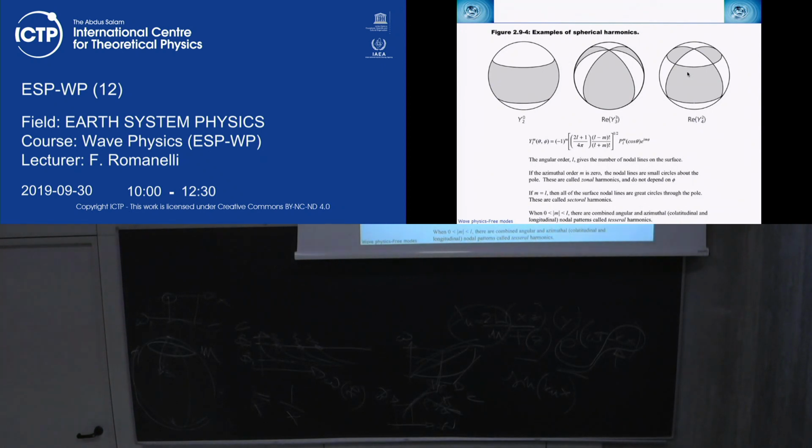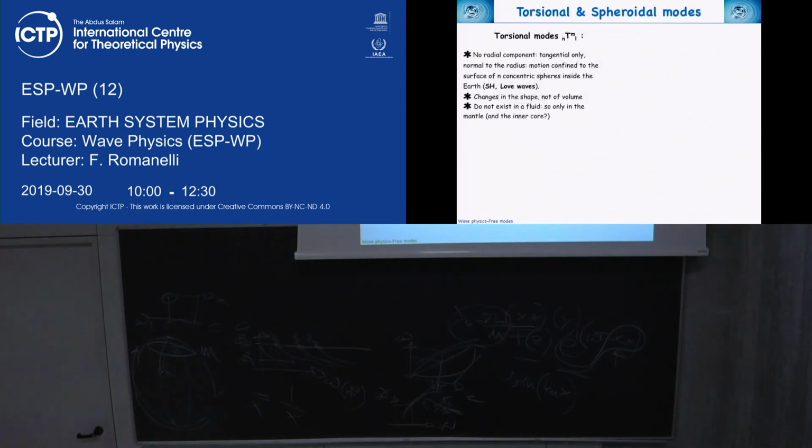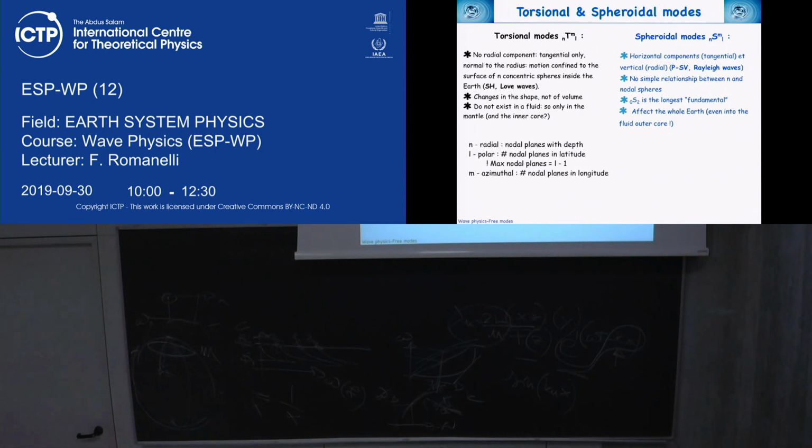Let's try to be funny. It's not easy to be funny in this part here. But as I told you, once you solve the sphere problem with spherical harmonics, you're left with the R dependency. Now it would be time to separate variables, x, z, and y. Now it's much more complicated. But what you would get at the end would be what are called torsional modes, and on the other side, spheroidal modes. In synthesis, Love and Rayleigh.